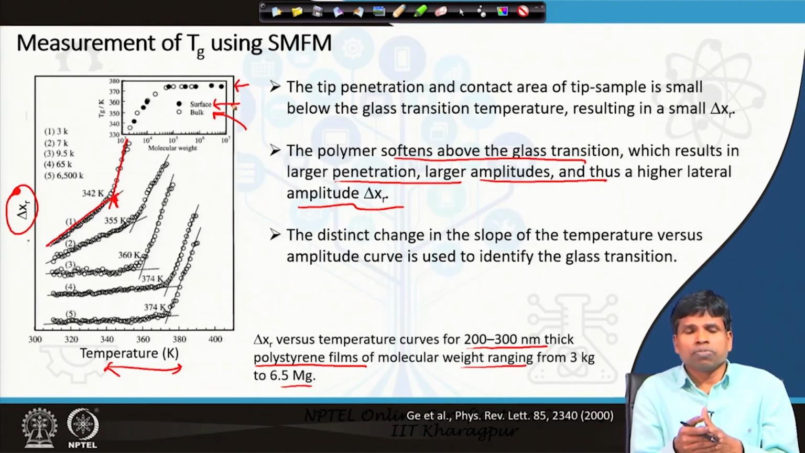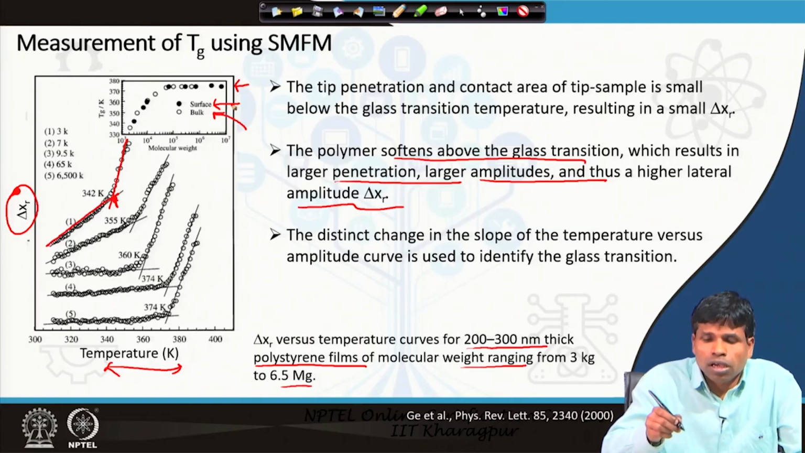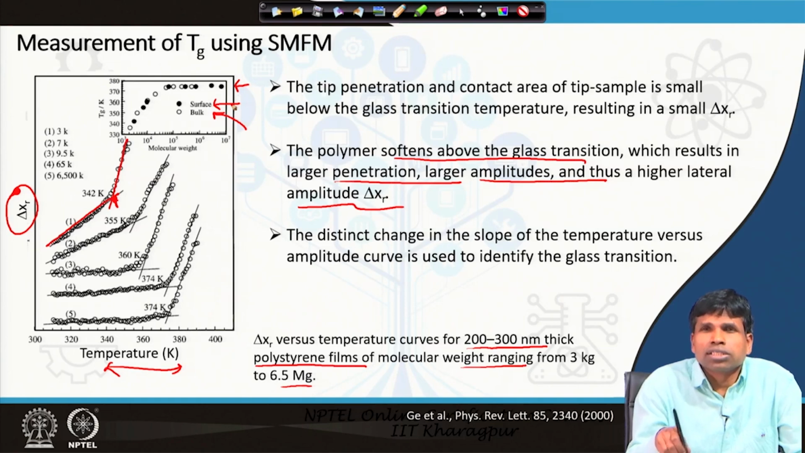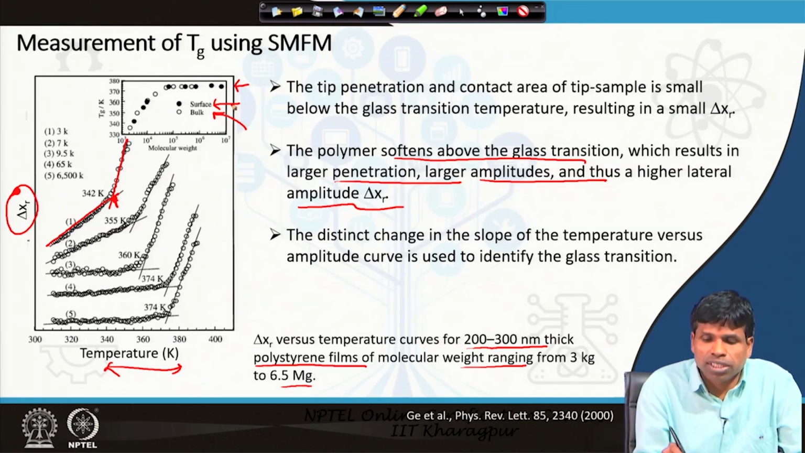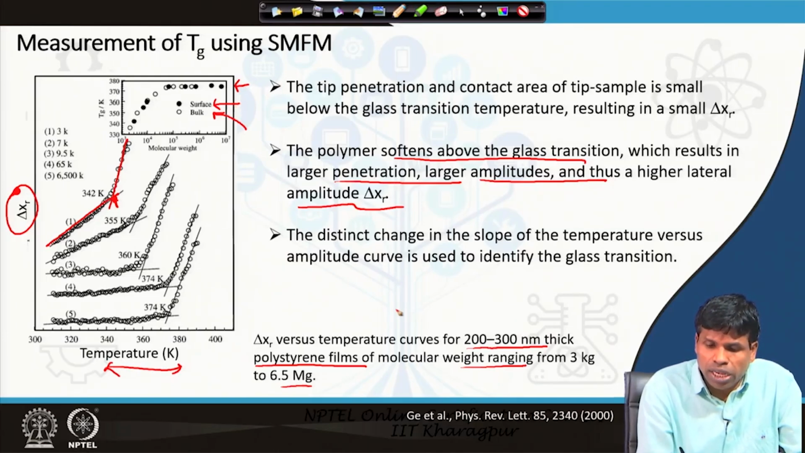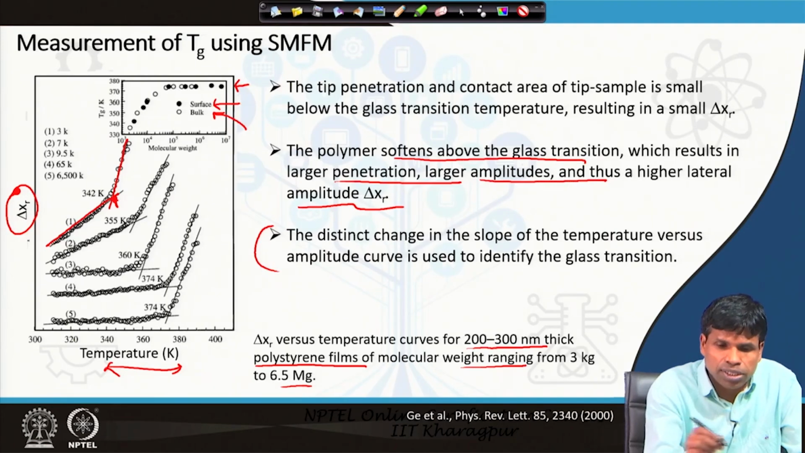In addition, as we are putting a force on a soft sample with a particular load, that load should not be very high, because a very high load can also damage the polymeric sample. We can measure the lateral amplitude, and the distinct change in the slope of the temperature versus amplitude curves is used to identify the glass transition temperature.